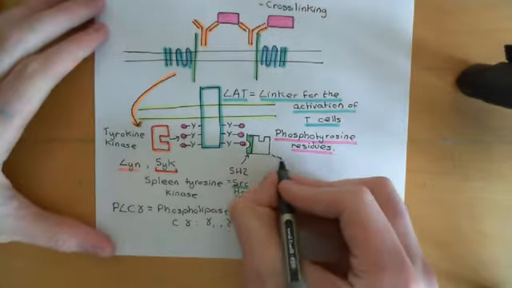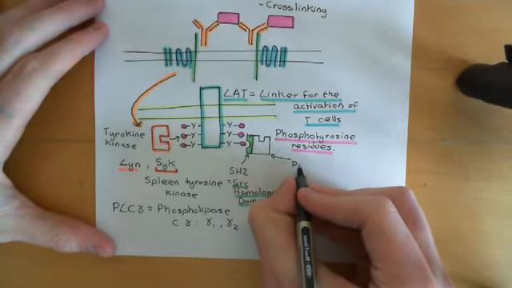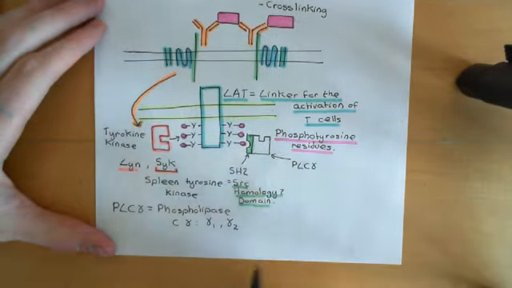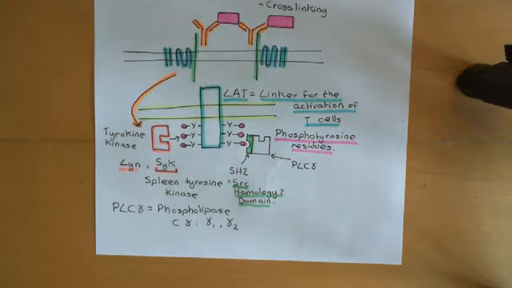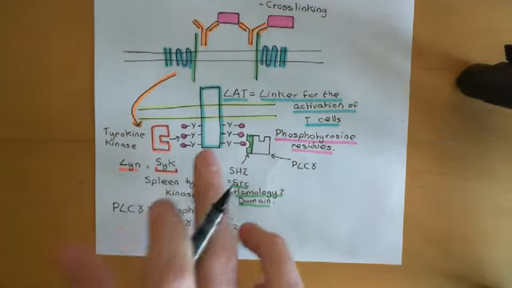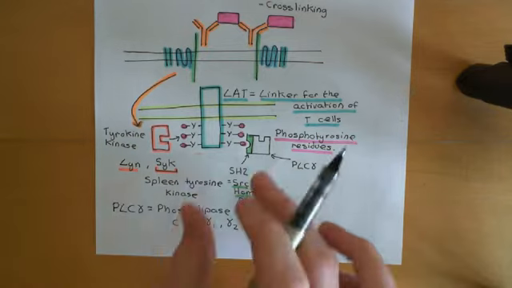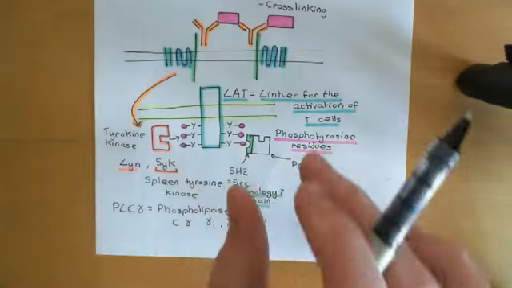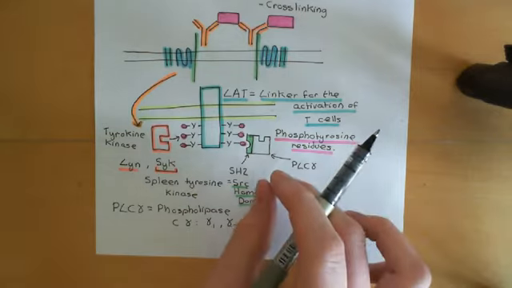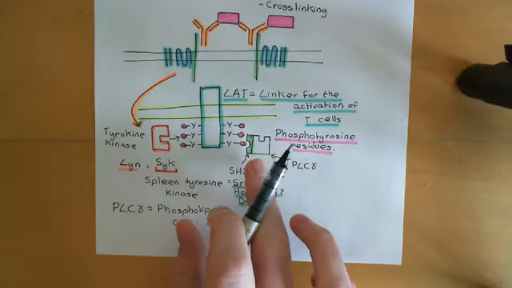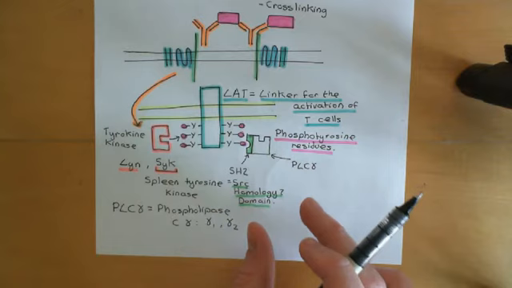Okay, so this is our phospholipase C gamma enzyme here, so it's either phospholipase C gamma 1 or gamma 2. They both have SH2 domains, which mean that they can bind to phosphotyrosine residues on the intracellular aspect of our linker for the activation of T cells protein. Okay, however, that's not enough to activate the phospholipase C gamma enzyme. That brings it up to the underside of the phospholipid bilayer, which is extremely convenient because in order to actually work, it needs to be near its substrate.